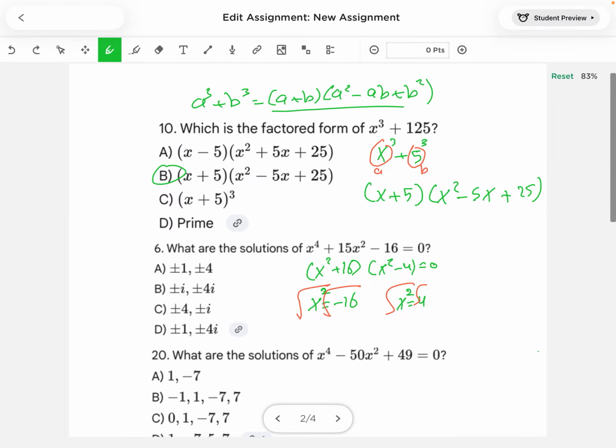So I will have x equals plus or minus 4i, or x equals, this is not 4, this is 1, plus or minus 1. The last answer.